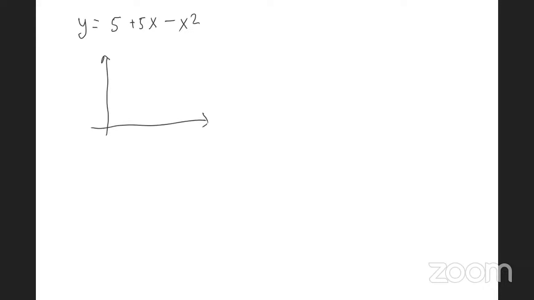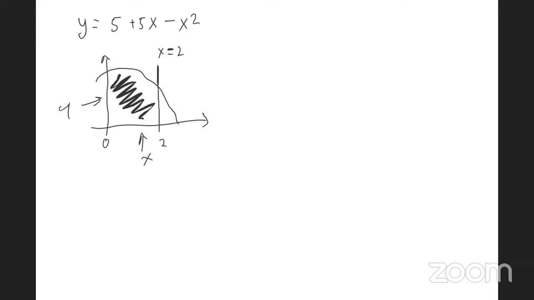Right, so 5 plus 5x minus x squared might look something like that, right? It doesn't matter how it looks. But here's what you're looking at. You're looking at the boundary of the y-axis, the boundary of the x-axis, and the line x is equal to 2. So it means that they want the area trapped in here. So your boundaries are 2 and 0. Right, very good. So to find the area, you're integrating between 2 and 0 this function here.